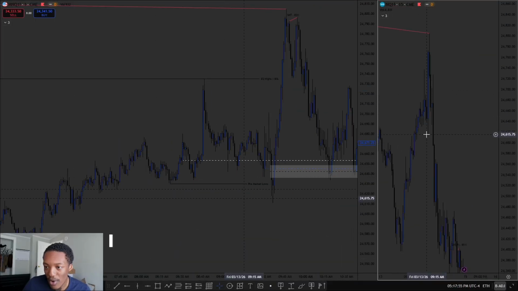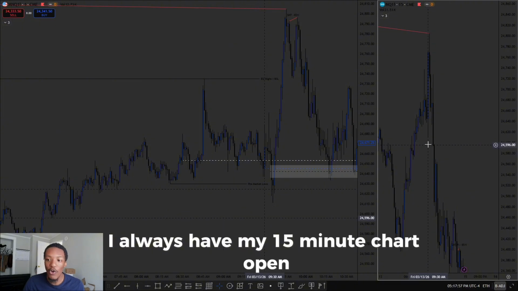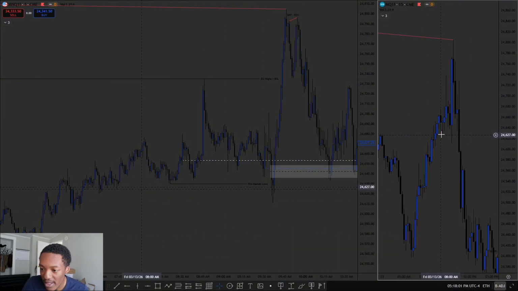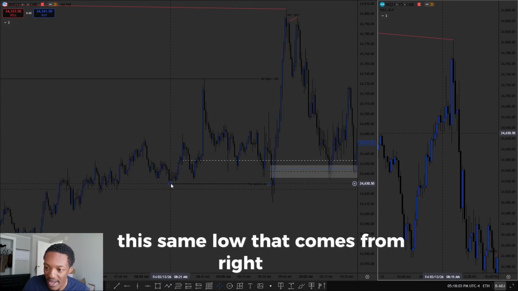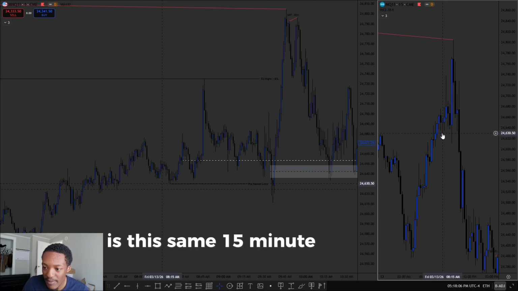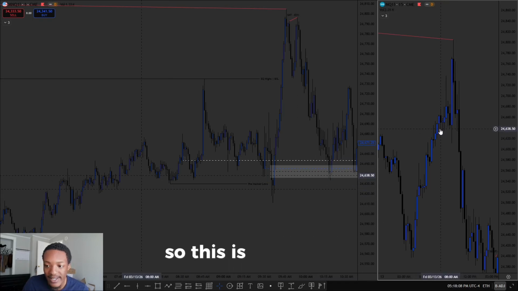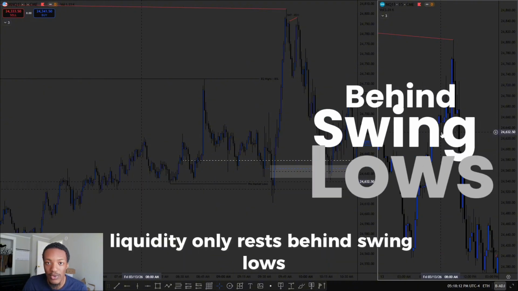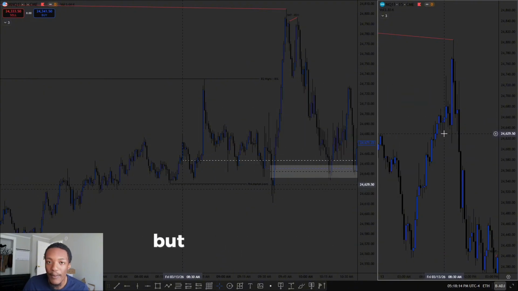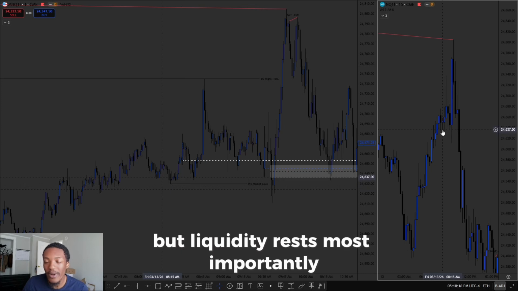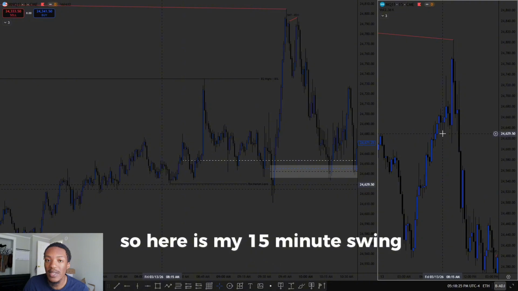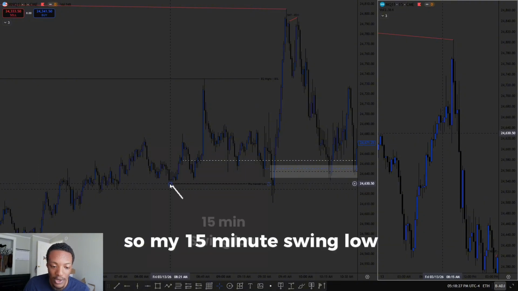Well, if you tab over, I always have my 15-minute chart open because it aligns with the 1-minute chart. If you look on the 15-minute chart right here, this same low that comes from right here is this same 15-minute swing low here. So this is my liquidity. Liquidity only rests behind swing lows. It also rests in inefficiencies, but liquidity rests most importantly behind swing highs and swing lows. So here is my 15-minute swing low.